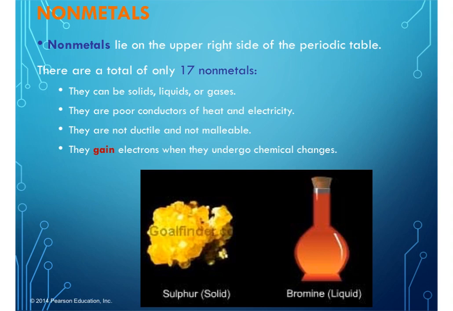Okay, nonmetals on the right side of the periodic table. There aren't very many. There are clearly many more metals, metallic elements, than nonmetals. Nonmetals can be solids, liquids, or gases, whereas metals are almost all solids except for mercury, which is a liquid. Nonmetals are poor conductors of both heat and electricity. They're not malleable. And rather than giving up electrons like metals do, they tend to accept extra electrons when they undergo chemical reactions, giving them a negative charge.